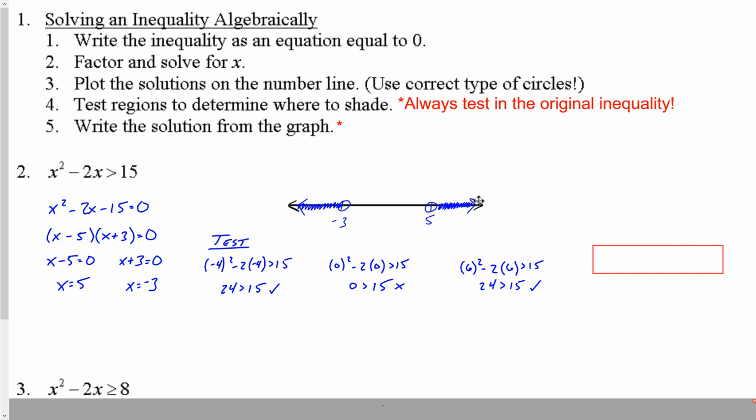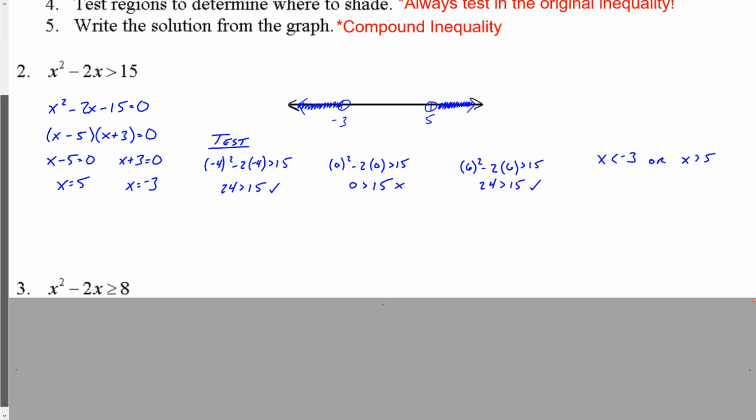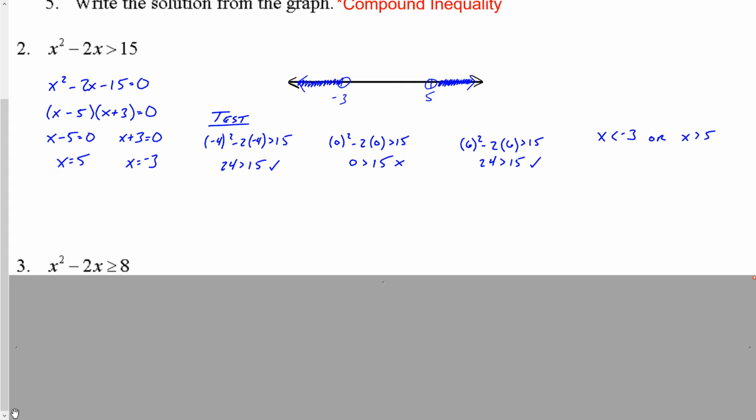And then our last step is to write the solution from this graph. Solutions are always going to be compound inequalities for these types of problems. So since these two shaded regions are pointing away from each other, this is an OR compound inequality. So my final answer is x is less than negative 3 or x is greater than 5. Now I'd like you to do number 3.